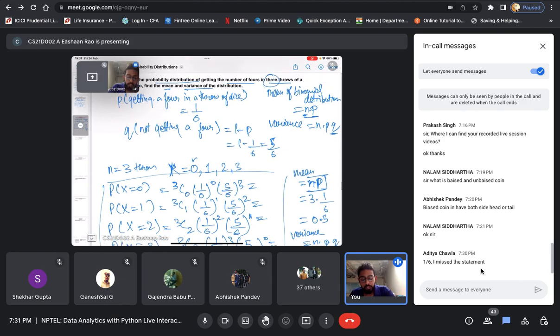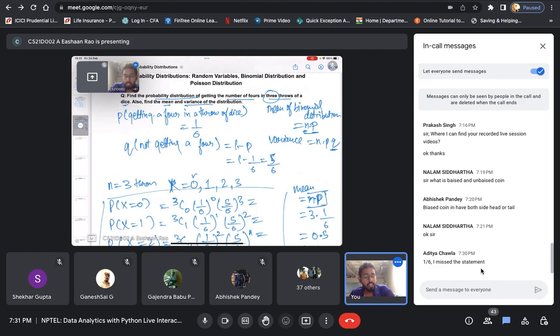Okay, so what I was saying is that for this question, the probability of getting a 4 in a dice is 1 by 6. So that's why the probability of success in this is 1 by 6, and not getting a 4 is 5 by 6.